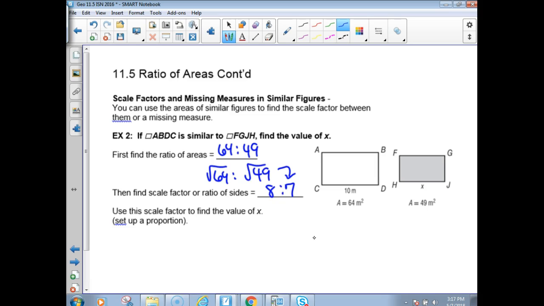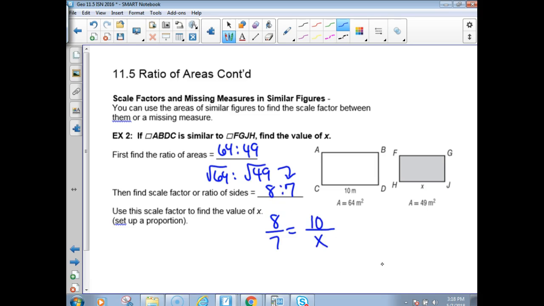All right? Use this scale factor to find the value of x. So you set up a proportion. You take 8 over 7 equals x over 10 or 10 over x. I started off doing 64 to 49. I got 8 to 7, so it's the bigger one, 10 to x.